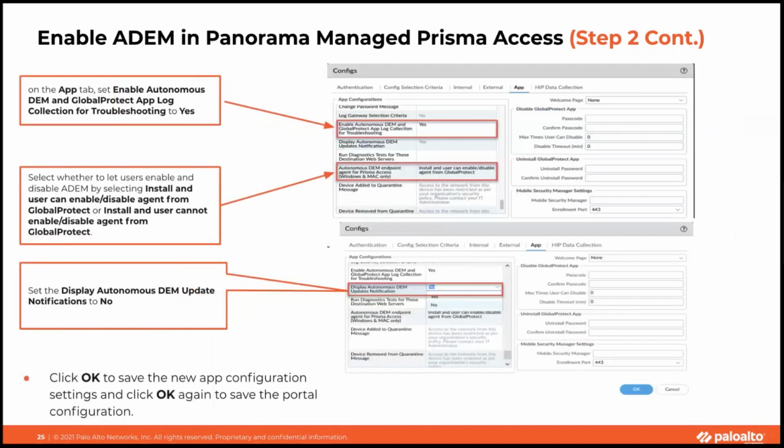To enable the ADEM functionality for the selected users, go to the App tab and enable Autonomous DEM endpoint agent for Prisma Access, which is for Windows and Mac only. You can select whether to let users enable or disable ADEM by selecting install, user can enable or disable agent, or install and user cannot enable or disable agent from the GlobalProtect. These are the two settings here. Also on the App tab, enable Autonomous DEM and GP app log collection to yes here.